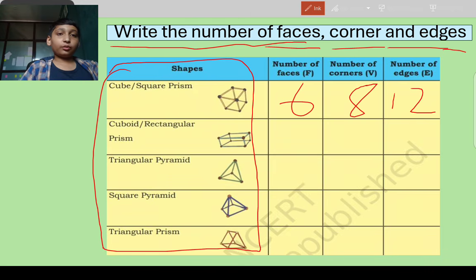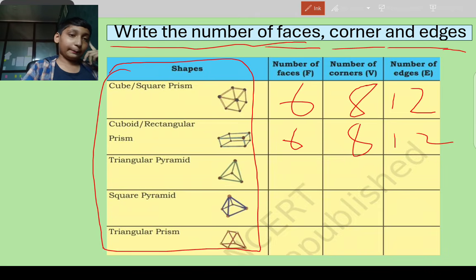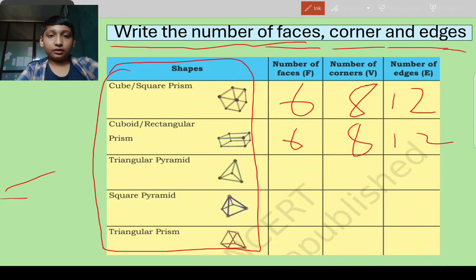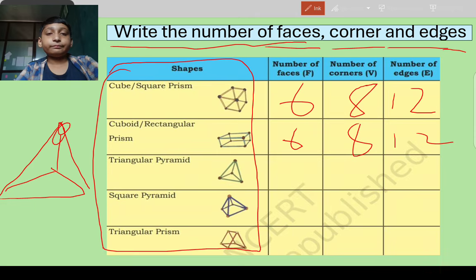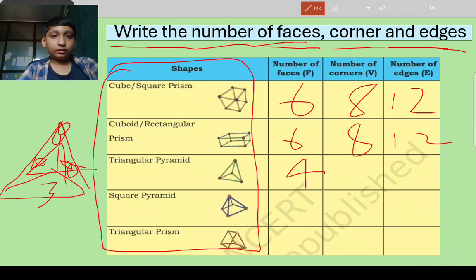And then cuboid, which is also known as rectangular prism, can be the exact same. Then we got triangular pyramid. This is a new shape you may get confused about, because if you don't know, triangular pyramids look like this, which I drew a few moments ago. So there is 1, 2, 3, and 4 faces. So there are 4 faces.